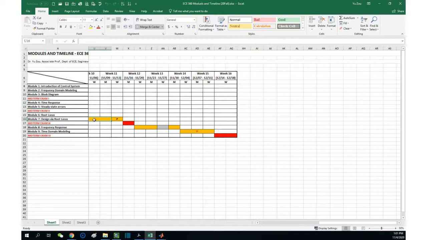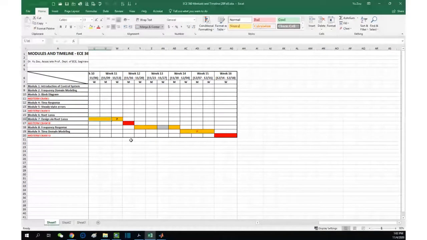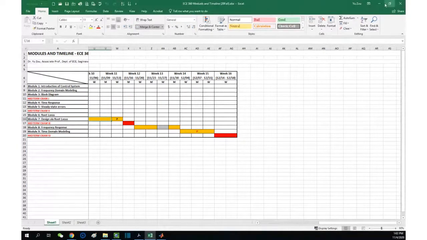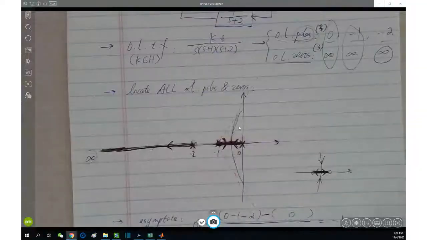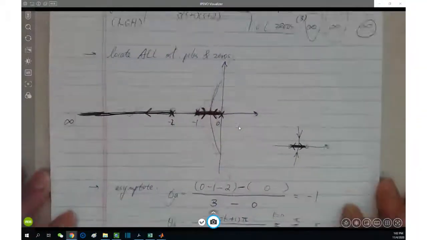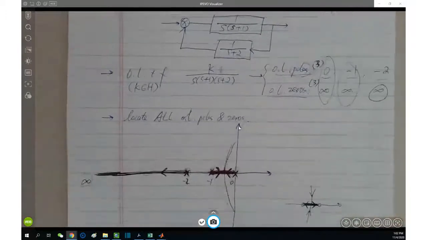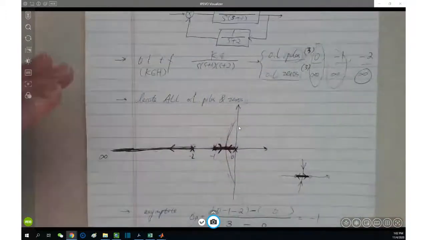All right. So we are here, and it's supposed to be the very first lecture for the design via the Root Locus, but we need to finish 1.5 more examples for hand sketching the Root Locus. Okay, so let's continue this example here. This is the first example.